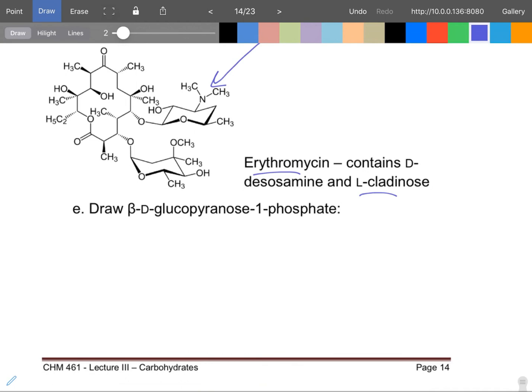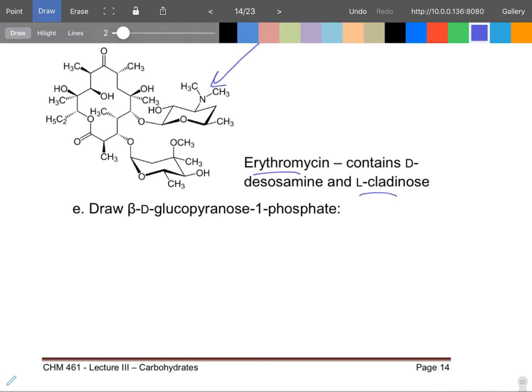So now I just want to show you the strategy for drawing a sugar, and I would encourage you at this point to pause the video and just give this a shot on a scrap paper or something. But try to draw beta-D-glucopyranose 1-phosphate. And so I'll go ahead and do that and show you my strategy of how I go about that.